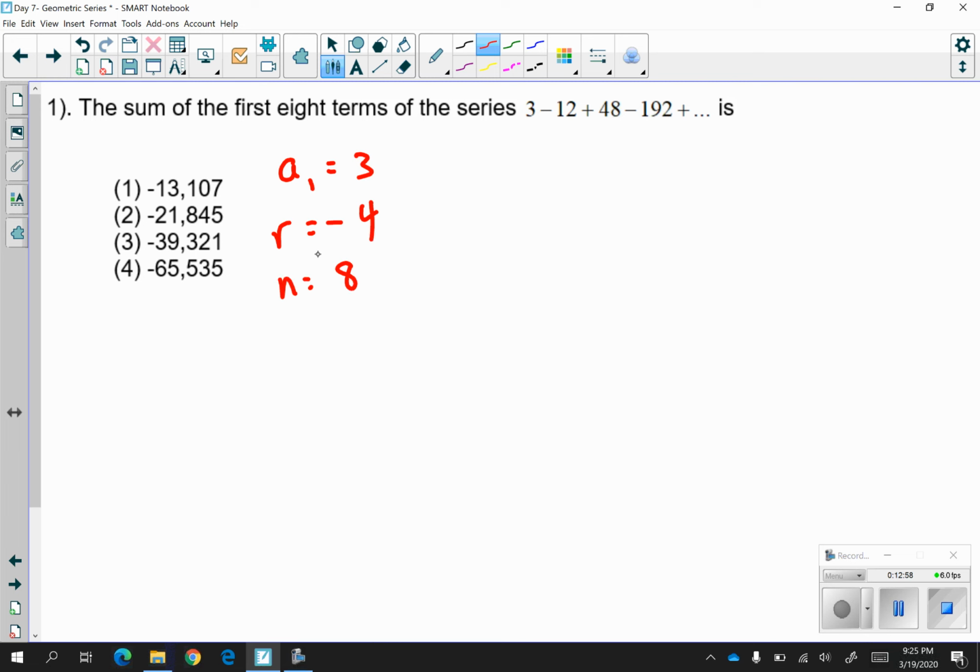The first 8 terms. So when you plug this in, s sub 8 is equal to 3 minus 3 times (-4). Please make sure that you actually put parentheses around the negative, because if you're not, that might be where you're going wrong putting this in the calculator. Always put parentheses around negative values. Anyway, if you put that in the calculator, you should be getting choice 3.